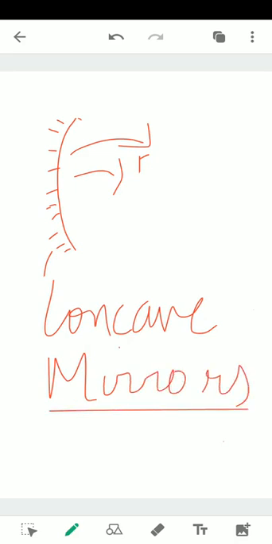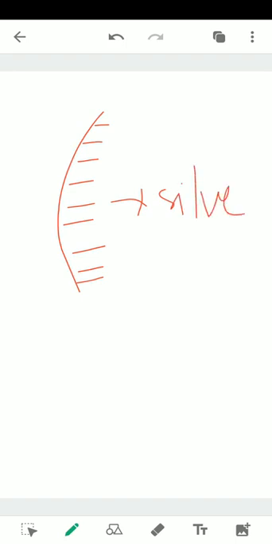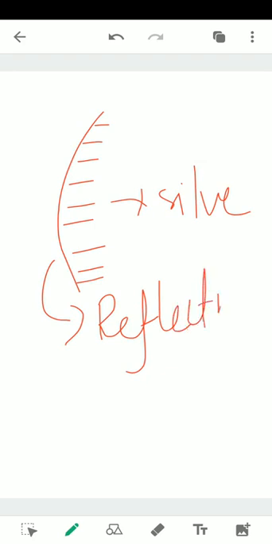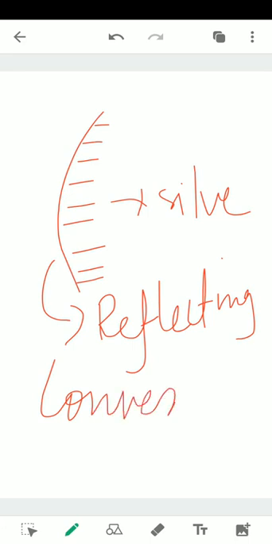Other than this, I can have a situation where, instead of this part being silvered, I can have this part silvered. Imagine you are looking at the other side of the spoon. So this part can be silvered, and this part can be your reflecting surface. This kind of spherical mirror is called a convex mirror. So the previous one was a concave mirror and this one is a convex mirror.